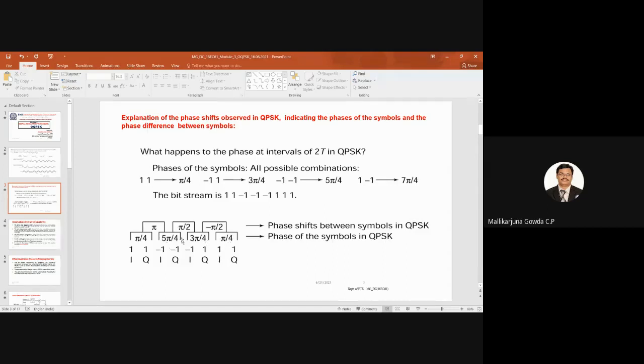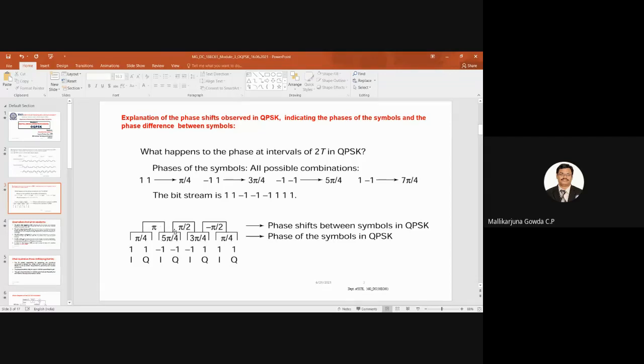So what we observe from this is the phase shift between the symbols in QPSK. From 1 1 to 0 0, both the in phase and the quadrature bits are changing. That is why the QPSK waveform undergoes a phase shift of how much? 180 degree. That is why the phase difference between this 5 pi by 4 and pi by 4 is pi, which is 180 degree, right?